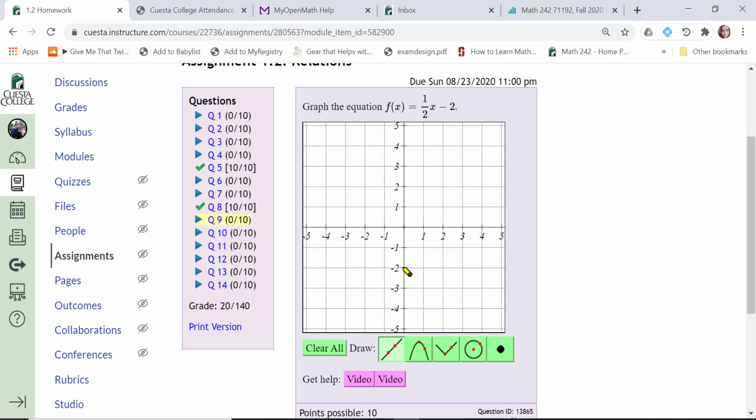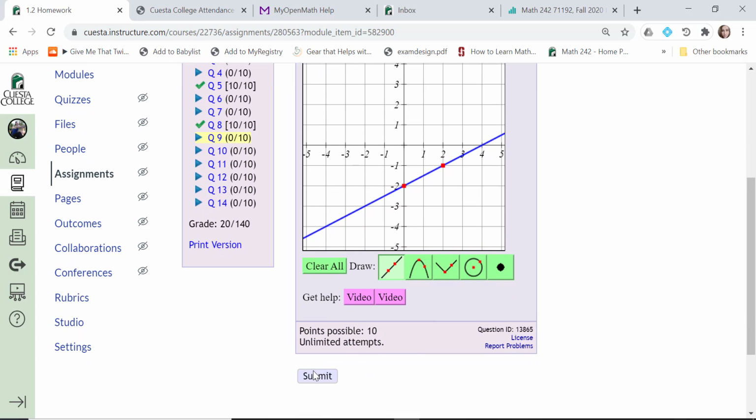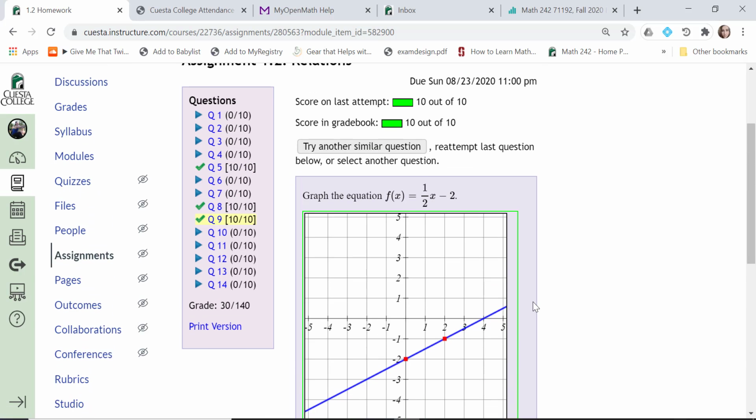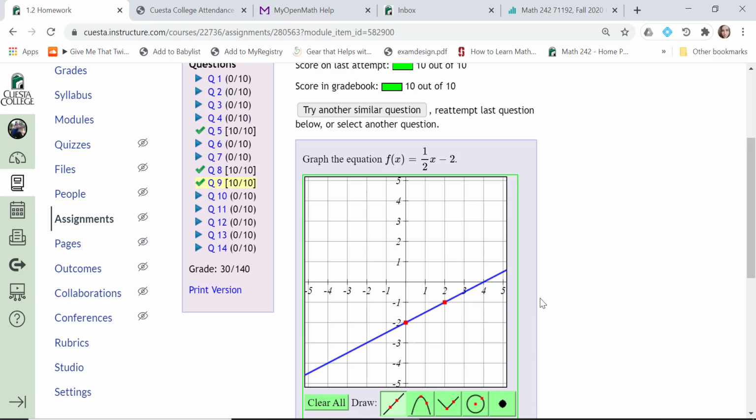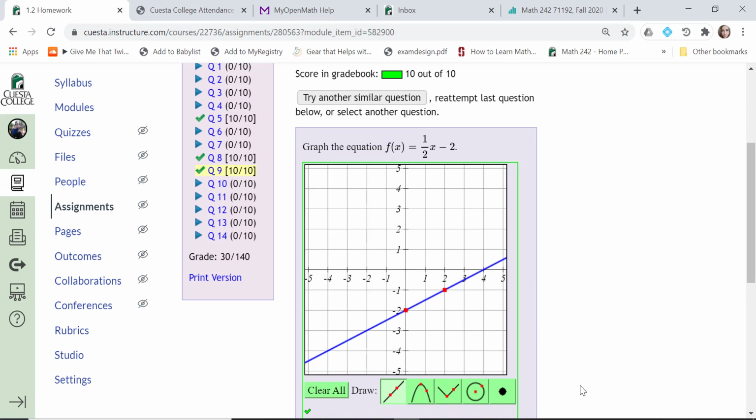So I'll go ahead and plot the y-intercept, and then the rise being 1 for every 2 units means I'll go up 1 for every 2 I go to the right. So looks like that is good. Okay, looking good. So that's all we have for the graphing tool for now, and hopefully that was helpful.